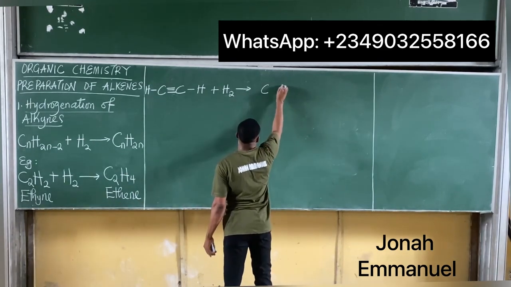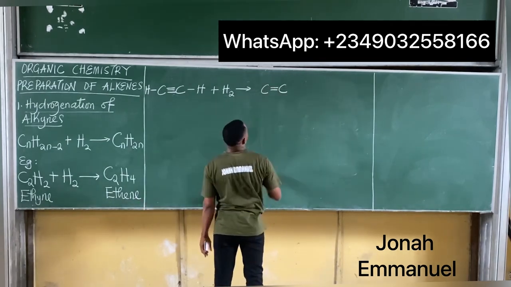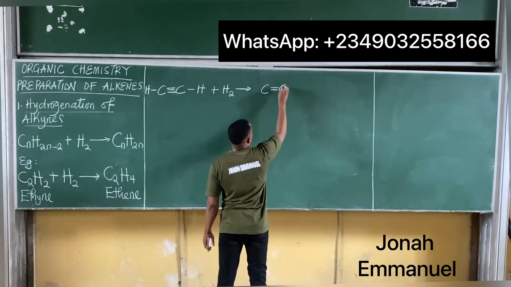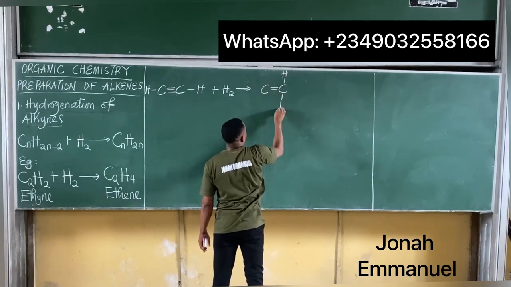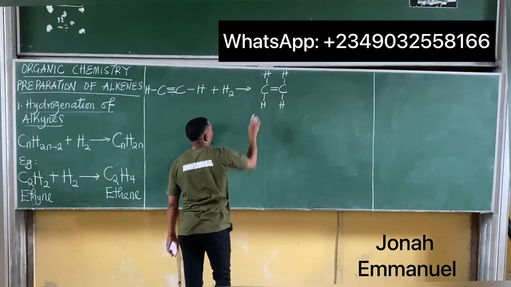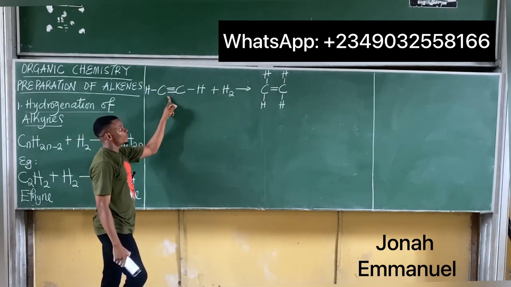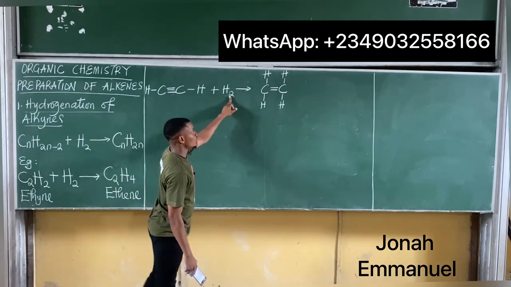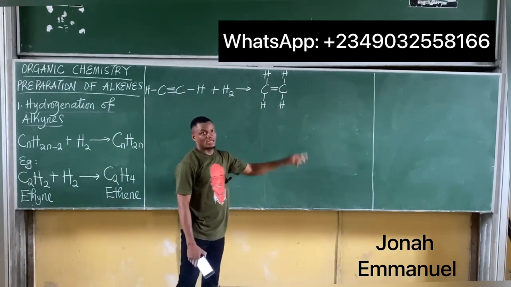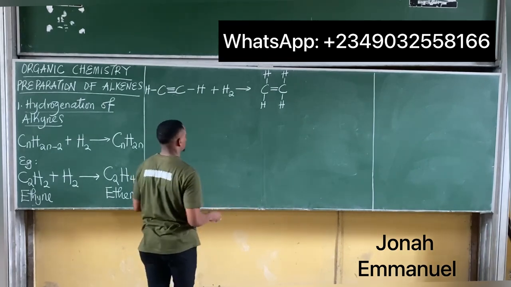C2, 1, 2, being an alkene means it has a double bond. Balance up. This one has 1, 2, 3, and 4. 1, 2, 3, and 4. So this becomes the structural formula. Ethyne combines with hydrogen to give you ethene. So that's the first preparation of alkene.